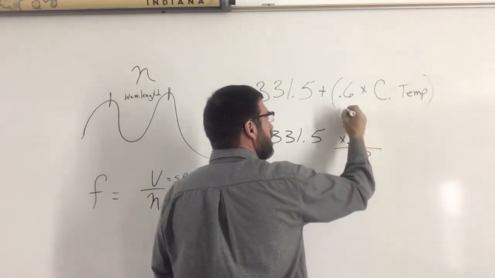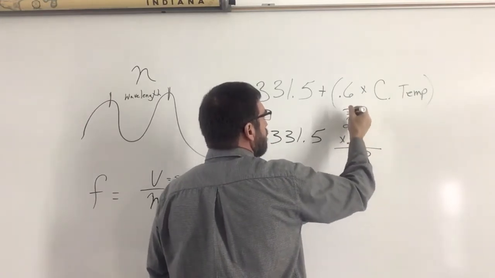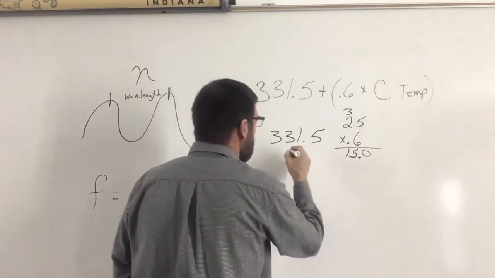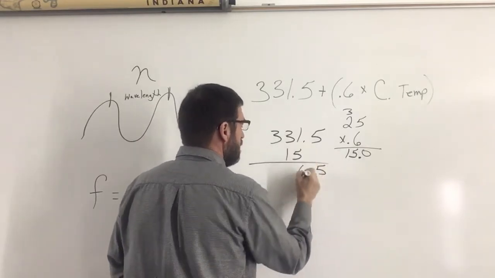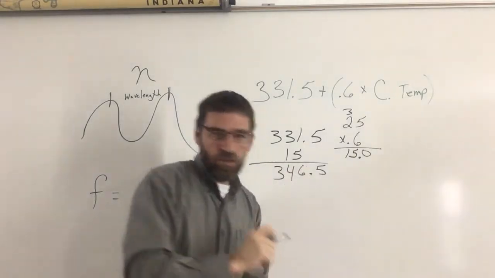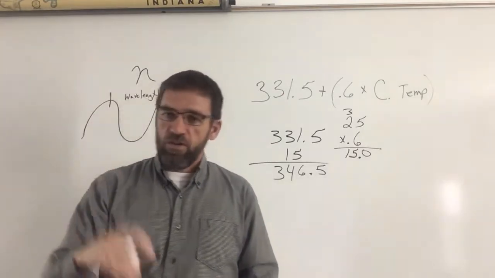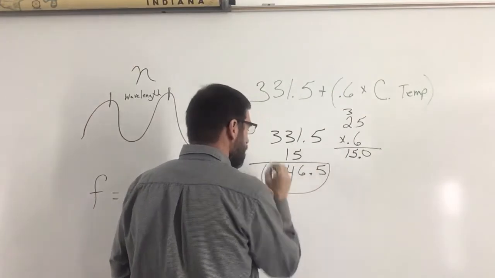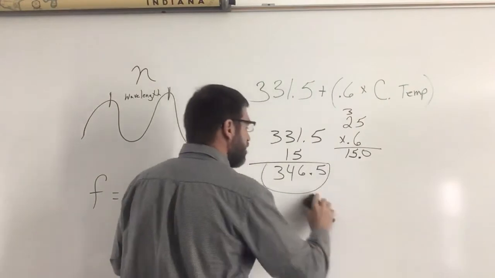5 sixes is 30, 2 sixes is 12, 13, 14, 15. Now that means I come over here and I add 15 to 331.5, which gives 346.5. What did they say in the book? Air at 25, 346. Uh-oh, they must have dropped the decimal. They said this here, the exact answers. I don't know why they didn't round it to 347. They said 346.